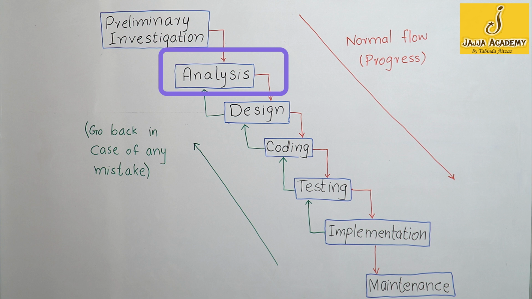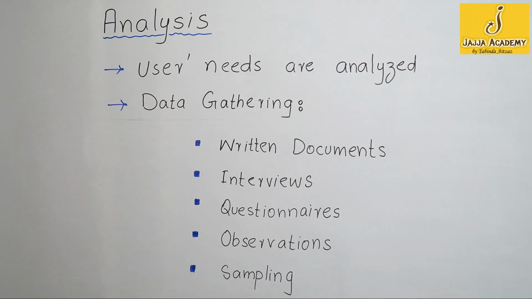Now let's discuss the analysis phase. Once decided that a new software is going to be developed, the software team enters in analysis phase. Analysis is also known as system analysis. In this phase, first of all, the users are asked to tell their requirements or their expectations from the proposed system. And for this purpose, in order to know about the needs of users, data gathering is done.